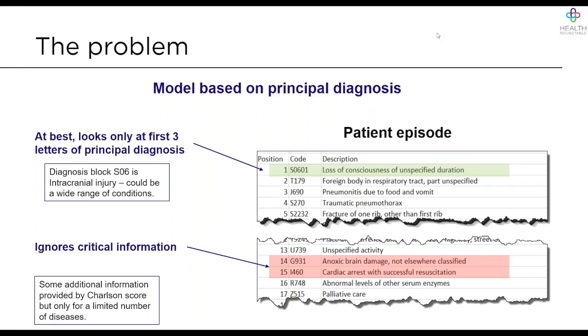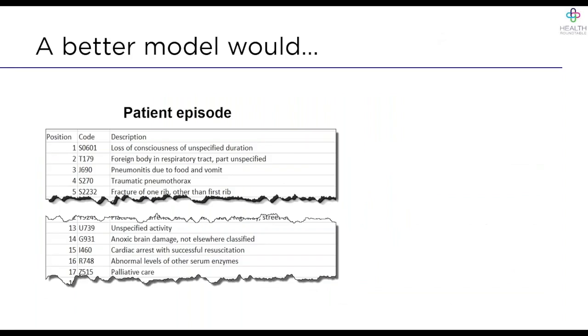In this case, the model that just looks at principal diagnosis and Charlson score would ignore the fact this patient has already had a cardiac arrest before arriving at the hospital and has suffered brain damage. So worth noting that the Charlson score is fairly limited in what it covers. Certainly it's not going to cover trauma, multiple trauma. It's just a list of chronic conditions.